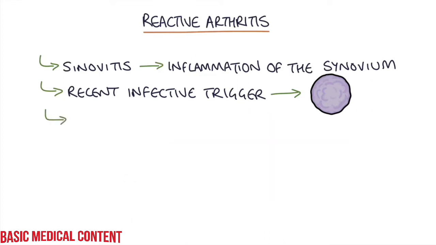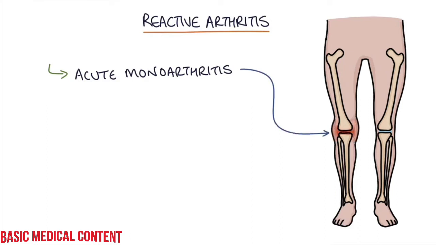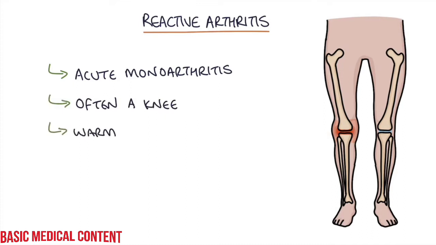Reactive arthritis used to be known as Reiter syndrome. So you might still see that appearing in older textbooks or potentially in your exams. Typically, it causes an acute monoarthritis, and a monoarthritis is a single joint, and it's acute because it comes on fairly quickly. And often this is a single joint in the lower limb, most often the knee, and it presents with a warm, swollen, and painful joint.